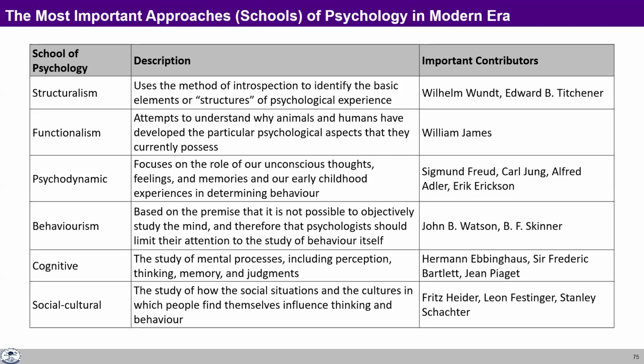Then the next school was social cultural. It can also be called socio-cultural. It is basically the study of how the social situations and the cultures in which people find themselves influence thinking and behavior. Now in behaviorism, they were talking about mutual interactions, how one stimulus generates a response, be it human being or the rest of nature. Here in socio-cultural, they are talking about society, about environment and how it influences a particular trait or the psychology of a human being. Primarily Heider, Festinger, Stanley Schachter were the scientists associated with this.